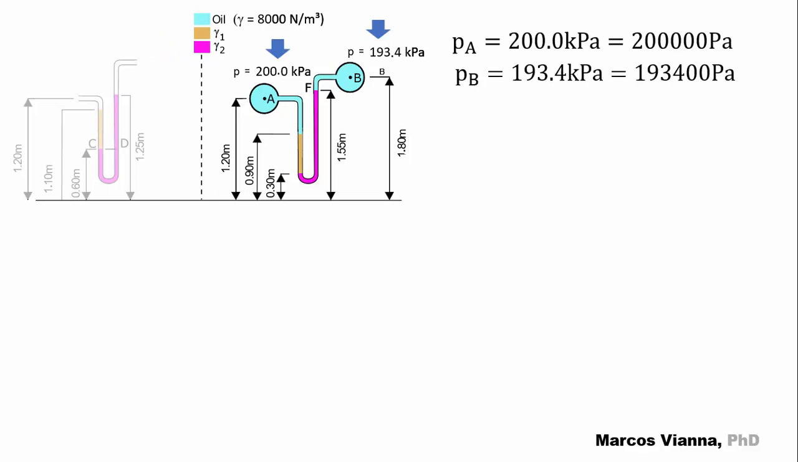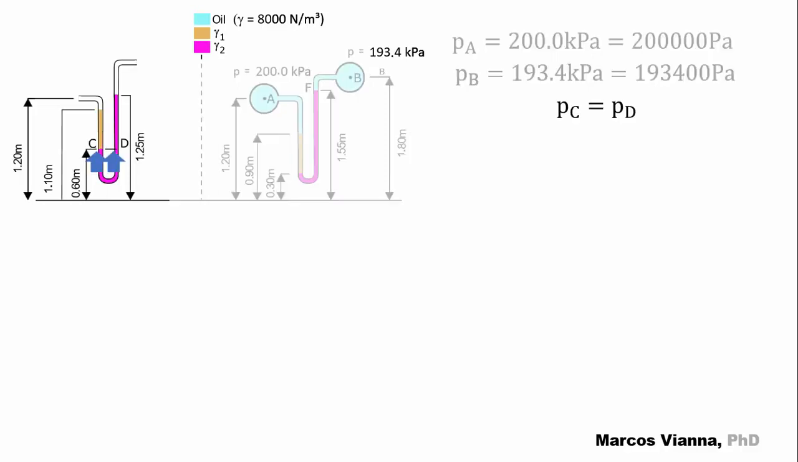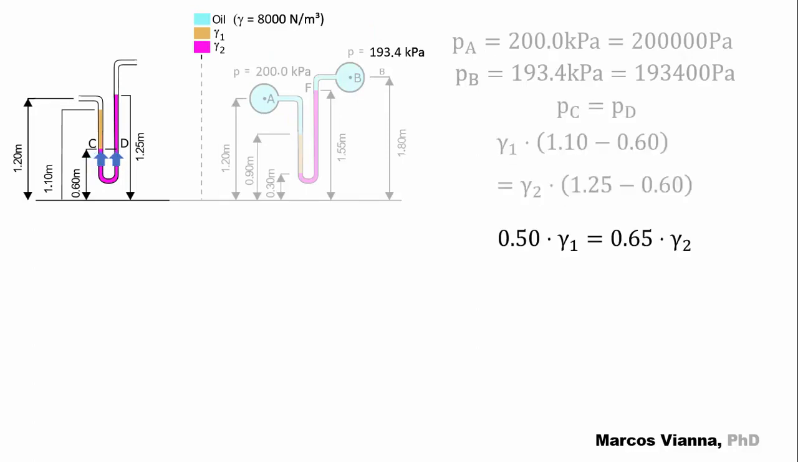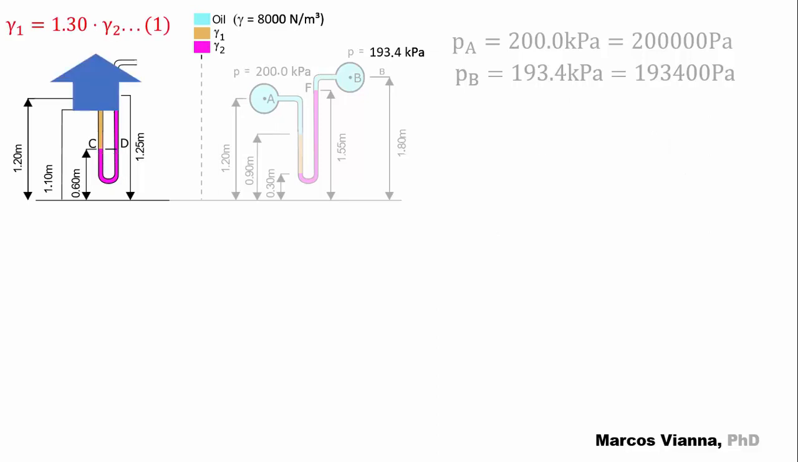Well, we know the values of PA and PB. Let's rewrite it in pascals. We also know that PC equals PD, which allows us to write this expression, which becomes this and this, that we'll call expression 1. Let's write it here at the top left so we can't miss it.